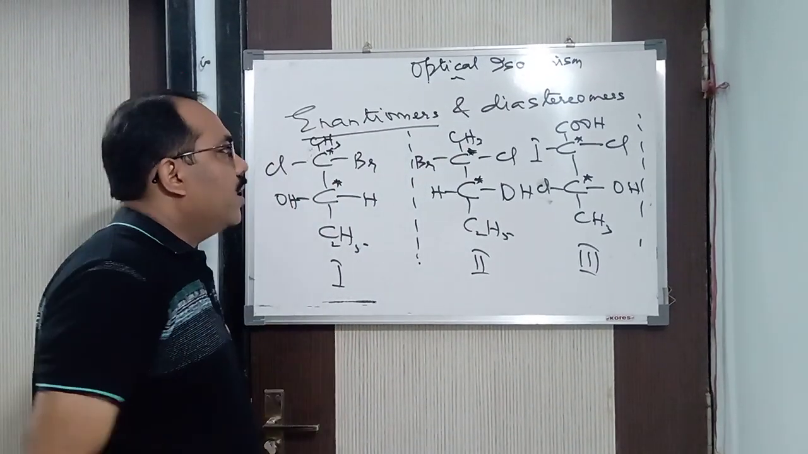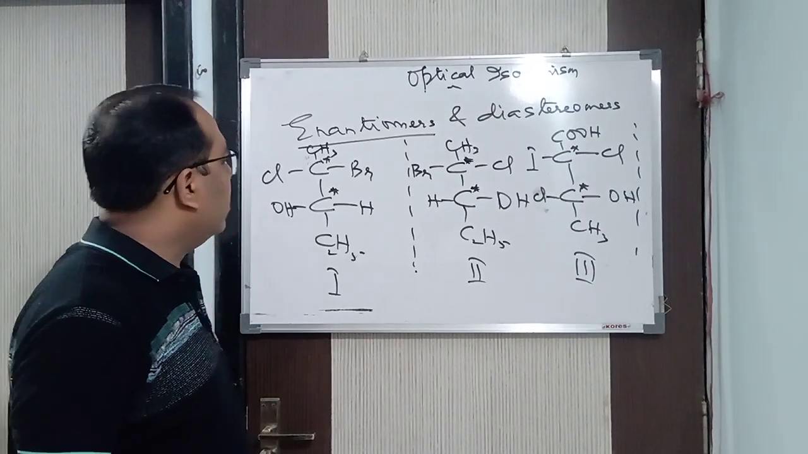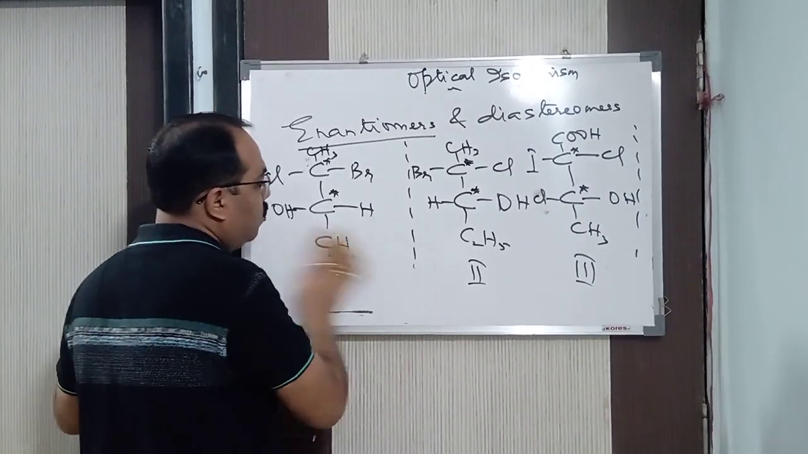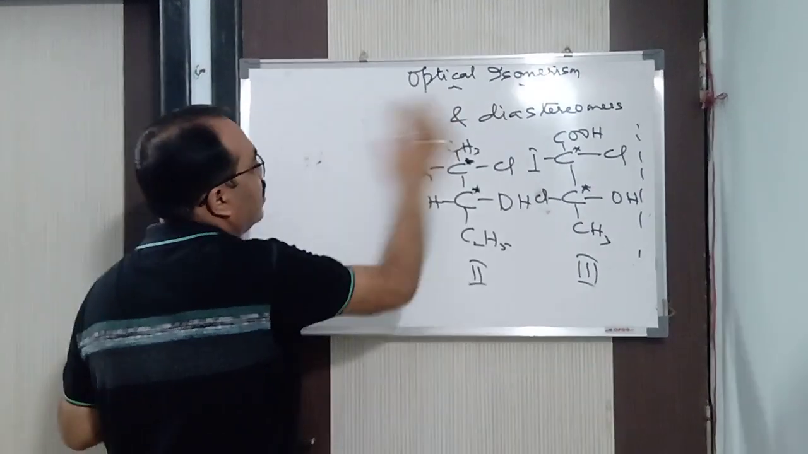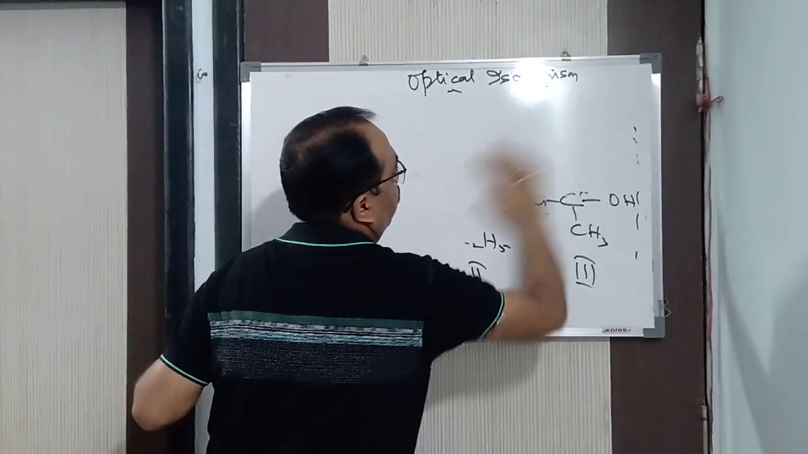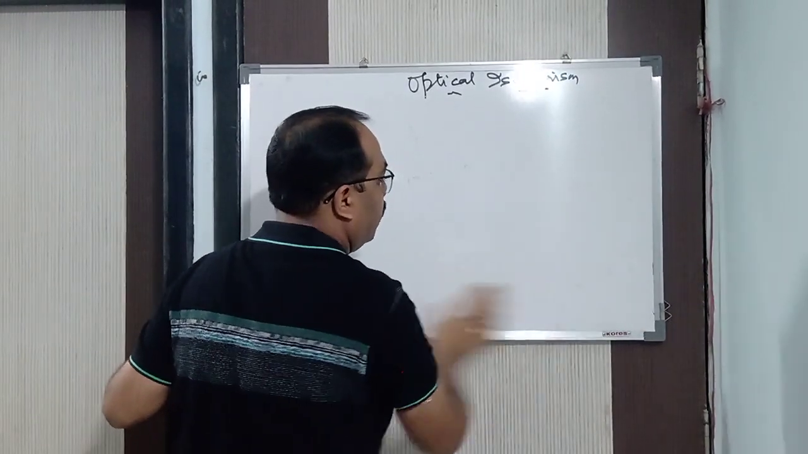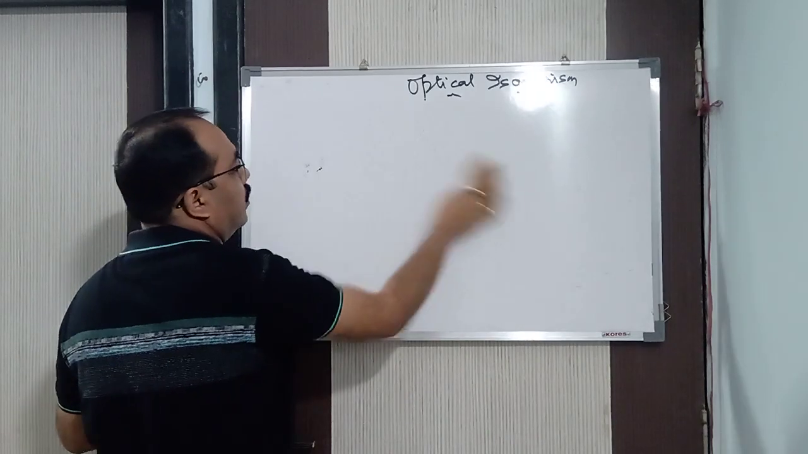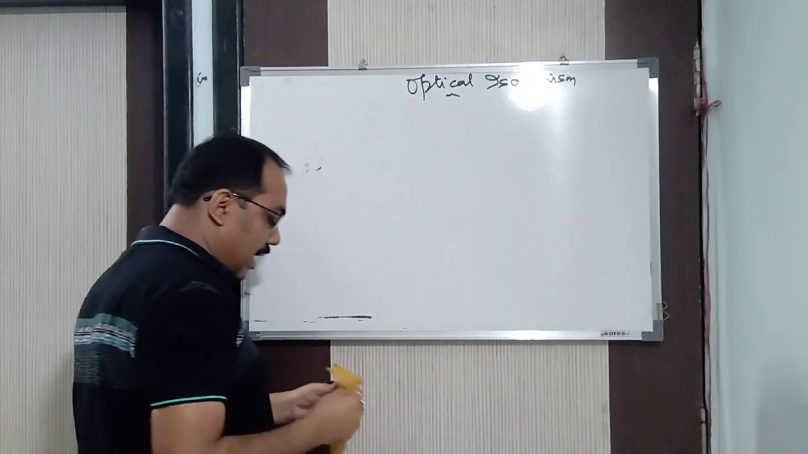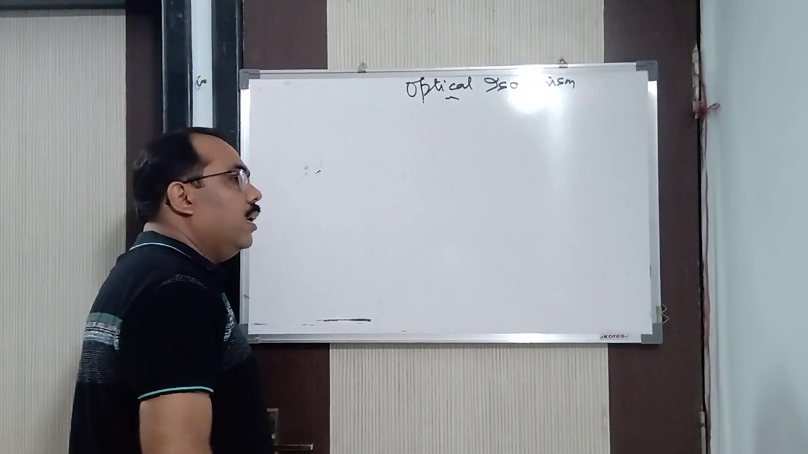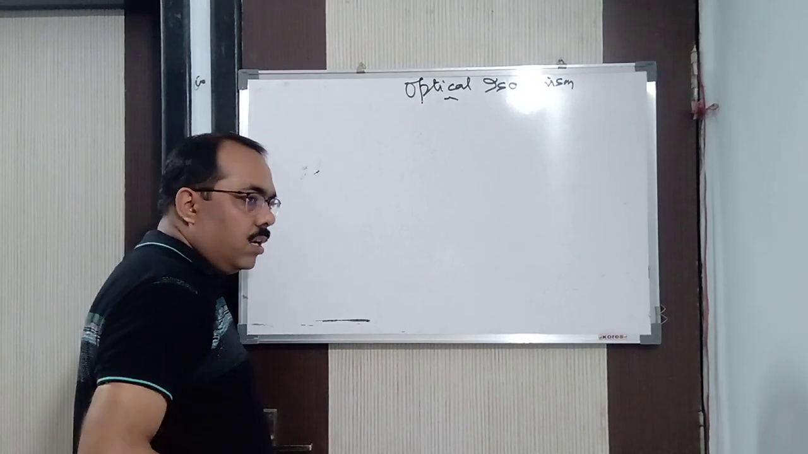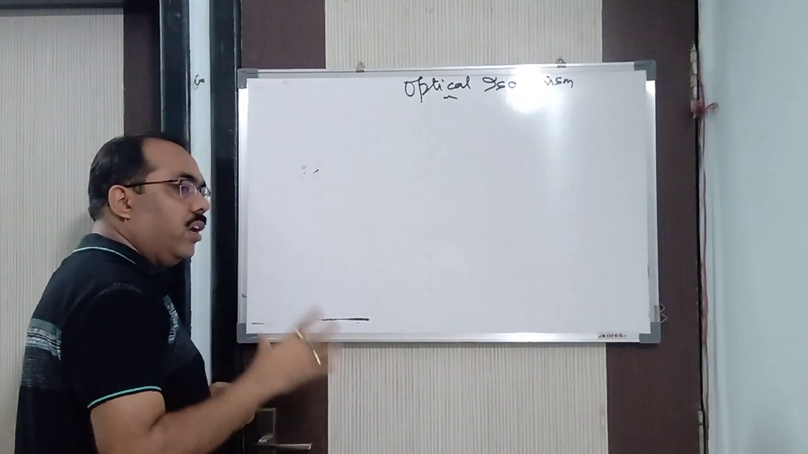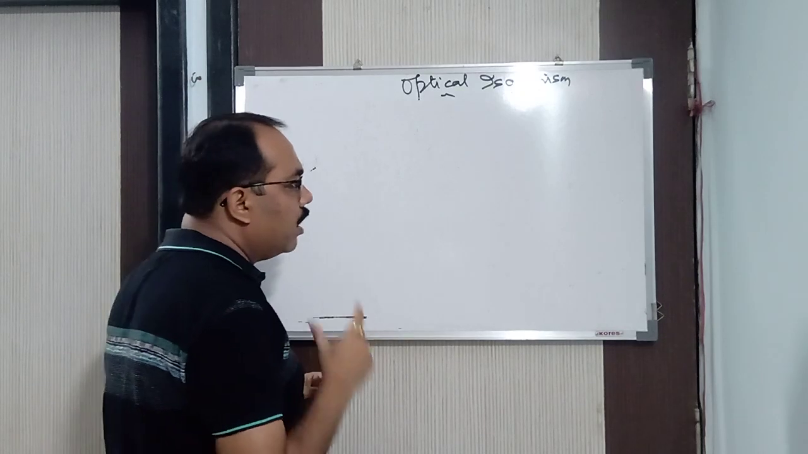Now next, optically inactive compounds are also of two types. What are they? Meso compounds and racemic mixtures. A meso compound is a compound that is optically inactive due to internal compensation. What do we mean by internal compensation?